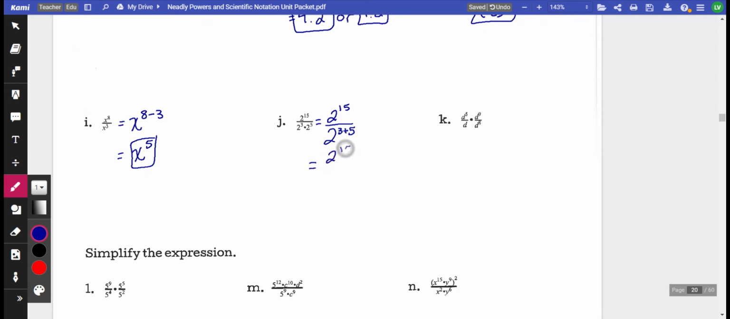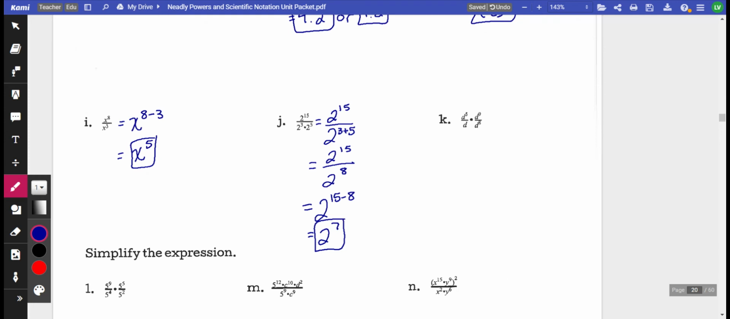So then 2 to the 15th divided by 2 to the 8th. Now I'm dividing the same bases, so I keep the base of 2 and I subtract 15 minus 8. 2 to the 7th power.